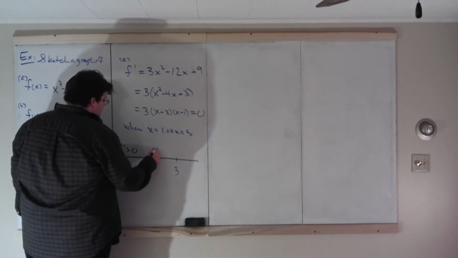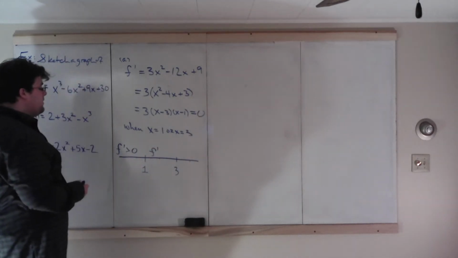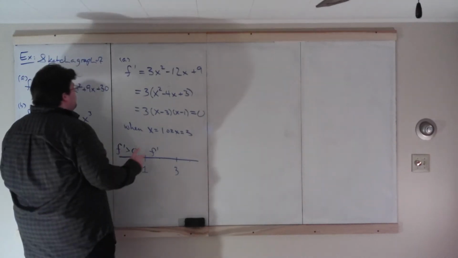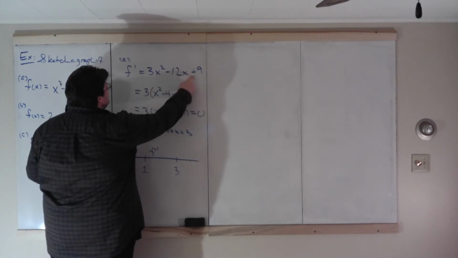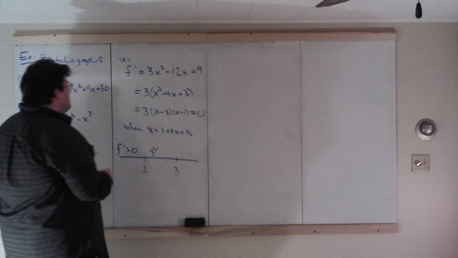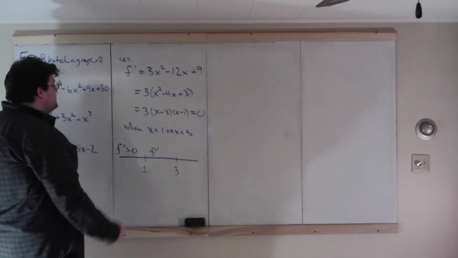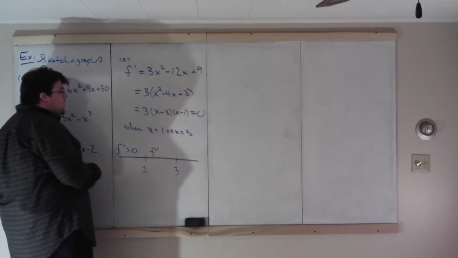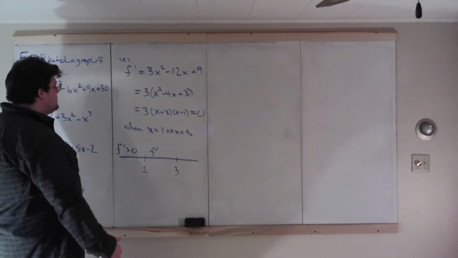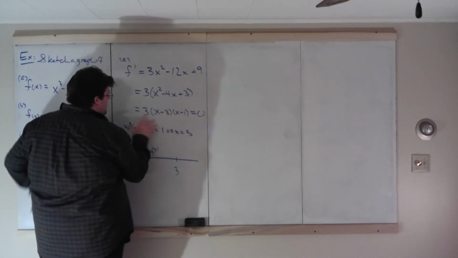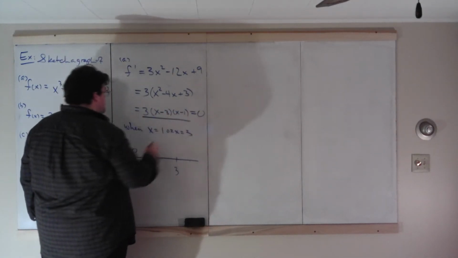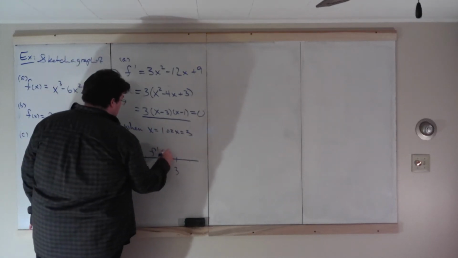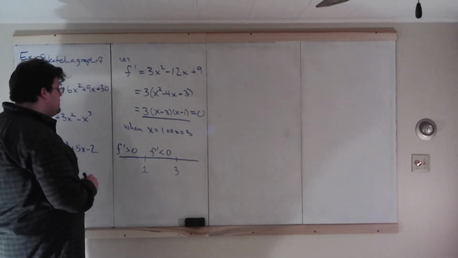Next piece, we have 1 to 3. We're going to do the same analysis. I'm going to pick the number 2. That's a nice number. We need the first derivative evaluated at 2. Well, that's too many numbers to think of. But conveniently, we have a nice factored form. So I'm just going to use 2 in this factored form, and it doesn't matter what number it is, it just matters the sign. So what is the sign when you put 2 in there? Well, it's positive times negative times positive. Positive times positive is negative.